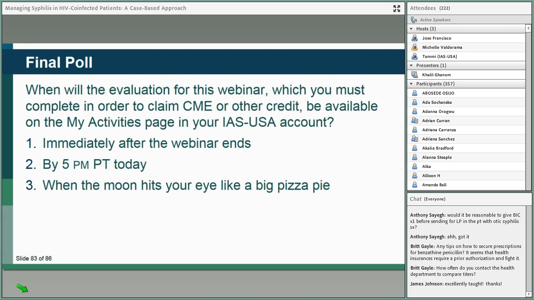So I tried, ladies and gentlemen, to answer all the questions that I have been given. Here's another question. Any tips on how to secure prescriptions for benzathine penicillin? It seems that health insurance requires a prior authorization and fights it. That's horrifying to hear. I've never heard that before. It is absolutely necessary to have unfettered access to long-acting benzathine penicillin G when you're treating patients for syphilis.